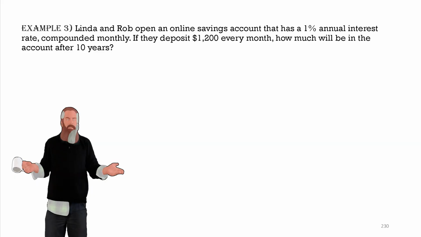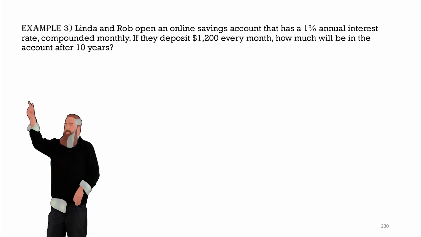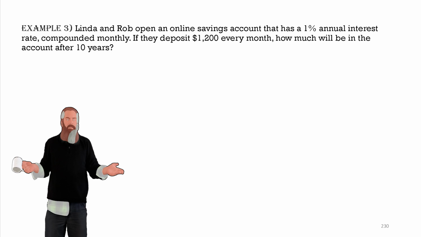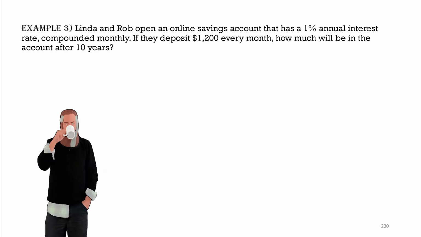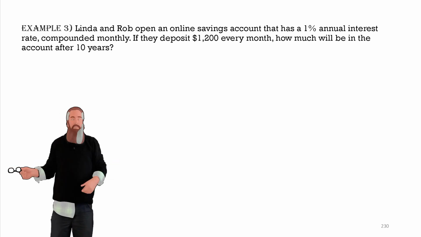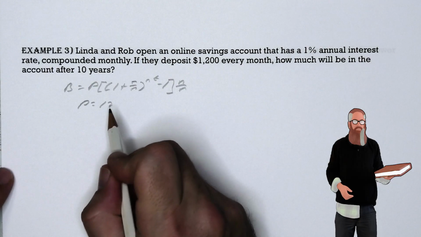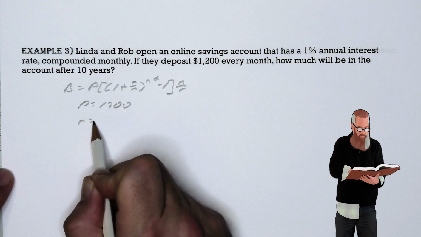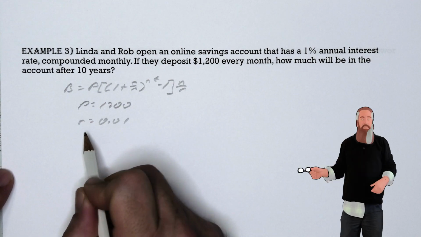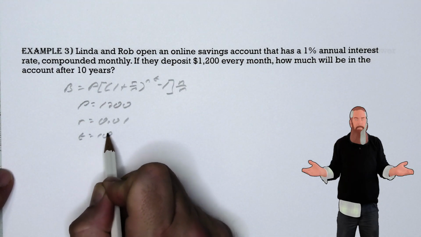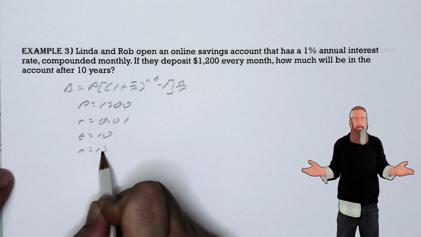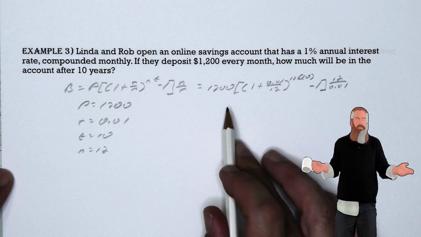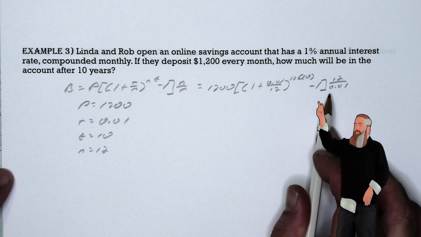Linda and Rob open an online savings account that has 1% annual interest rate, compound monthly. If they deposit $1,200 every month, how much will be in their account after 10 years? So we know our original formula, and their periodic deposits will be $1,200. The interest rate is 0.01, the time frame is 10 years, and it is compound monthly. So we substitute all of the values into the equation.